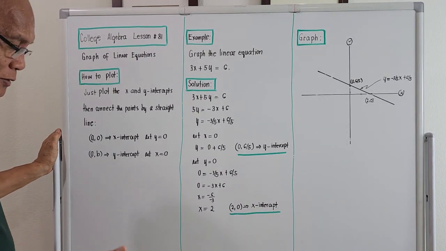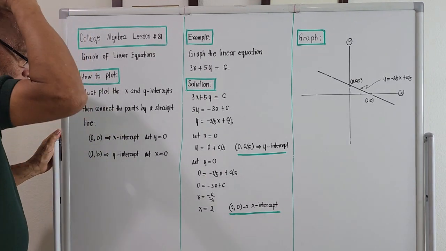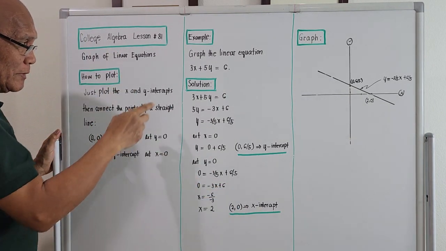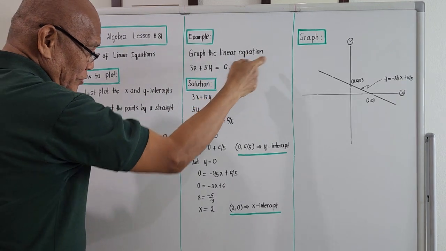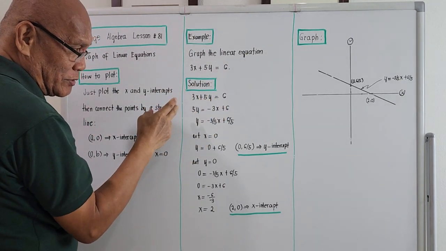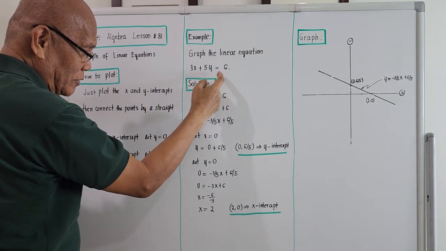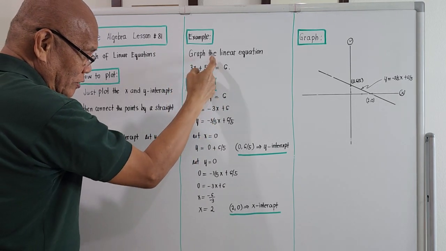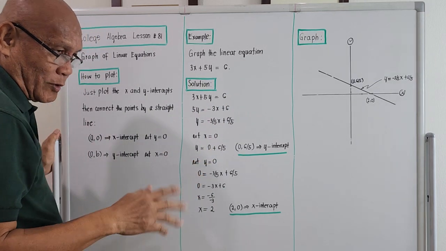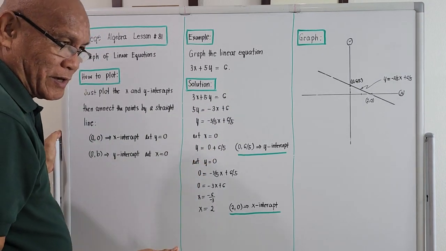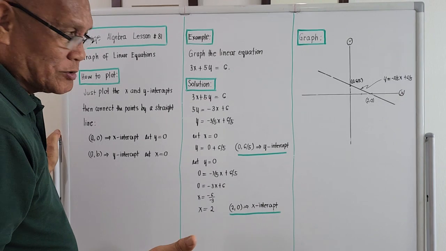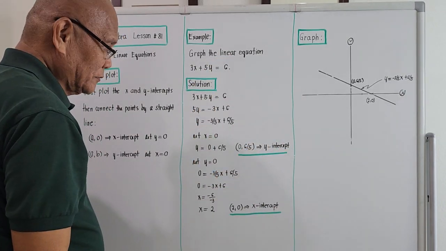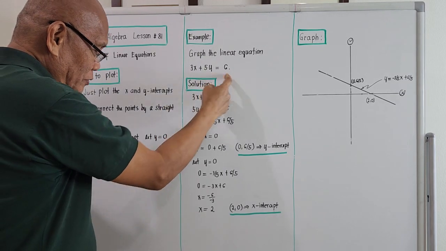Okay, let's try to bring out an example problem. Oh, this is an easy one, so we expedite a little bit. Graph the linear equation. The given linear equation is 3x plus 5y equal to 6. The highest power of x is 1, and the highest power of y is 1. So for both x and y the highest power is 1, so it will be a linear equation. It should be a straight line. Okay, we bring out the solution.